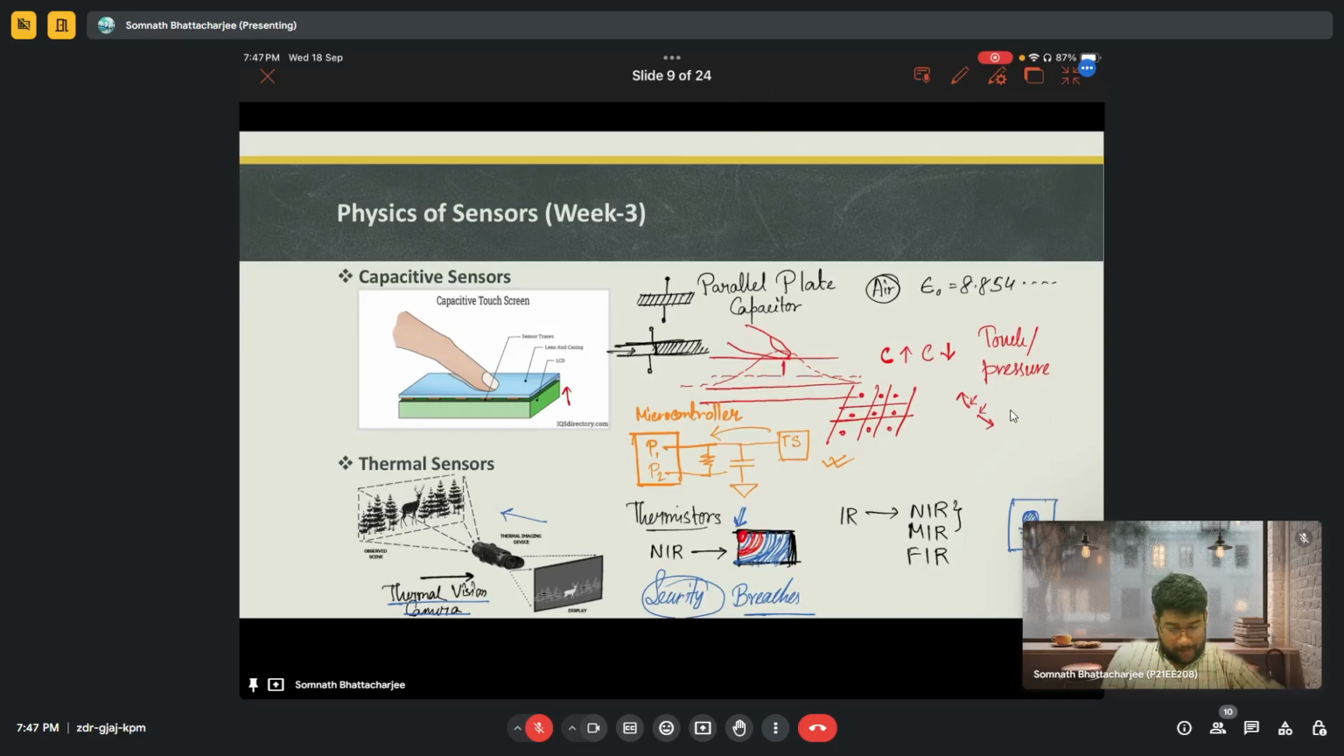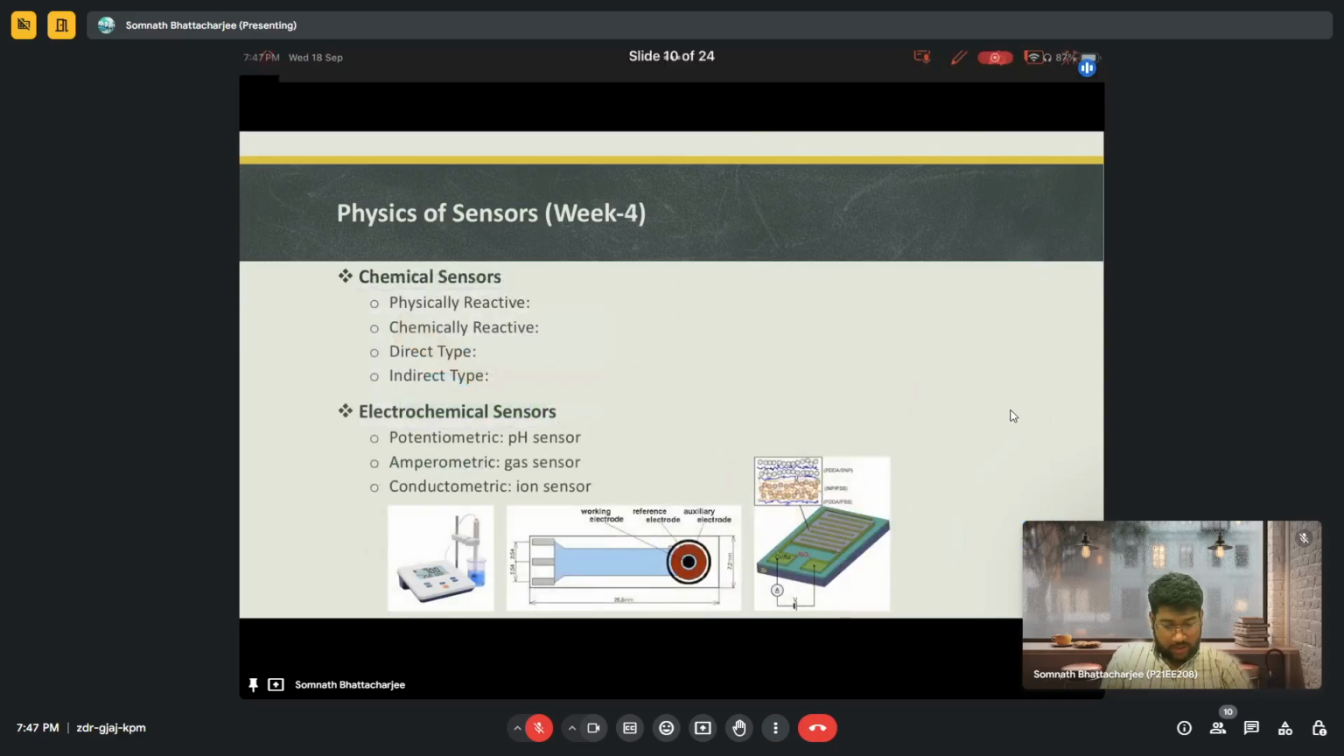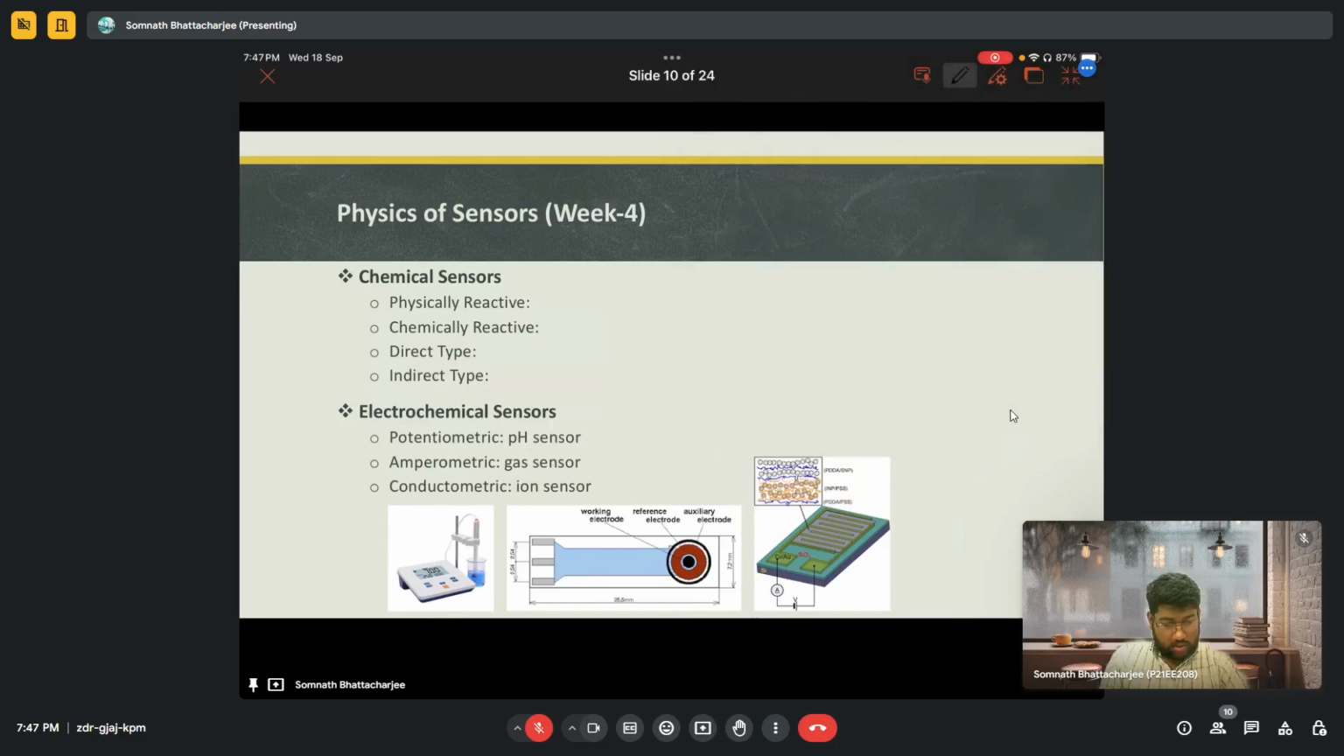Okay, so let's move to the chemical sensors. What are chemical sensors? Chemical sensors are those where we detect only based on the chemical reactions on top of the sensor. So there are physically reactive and chemically reactive sensors.